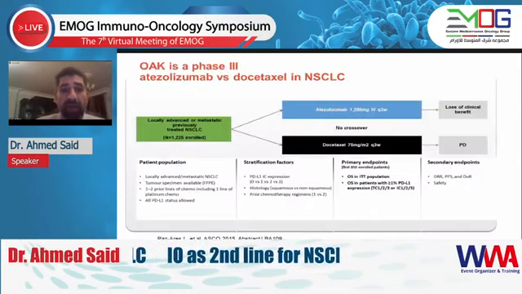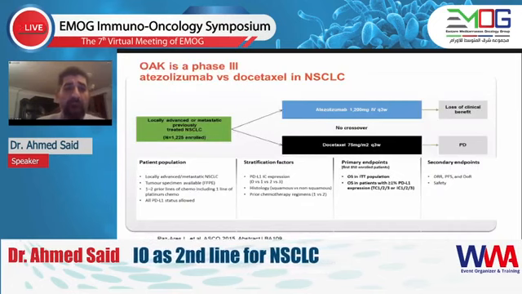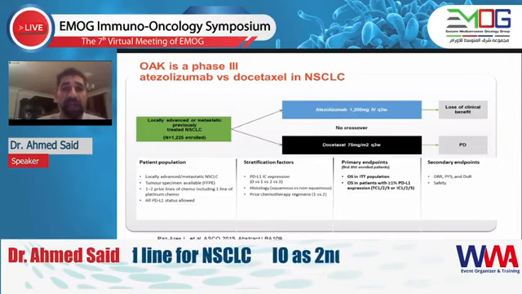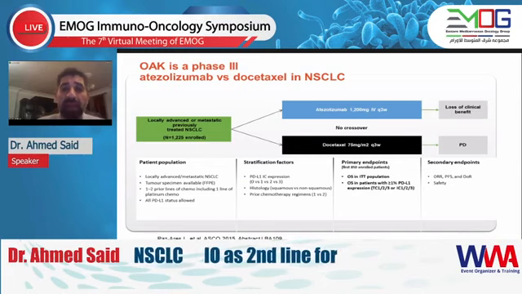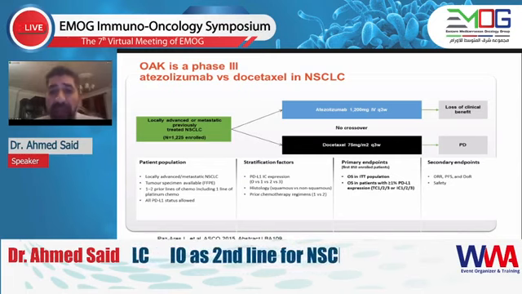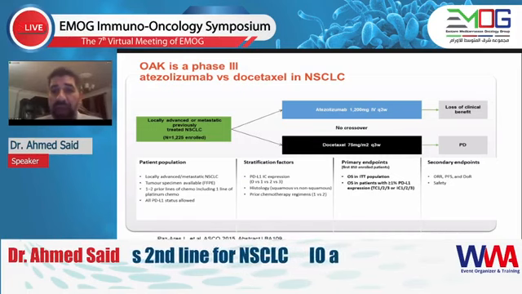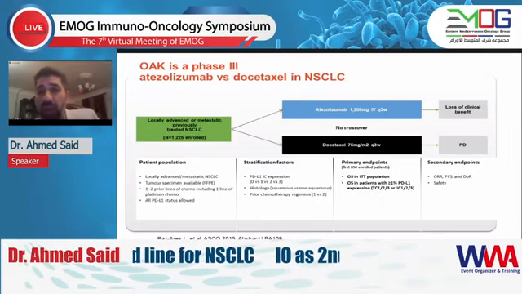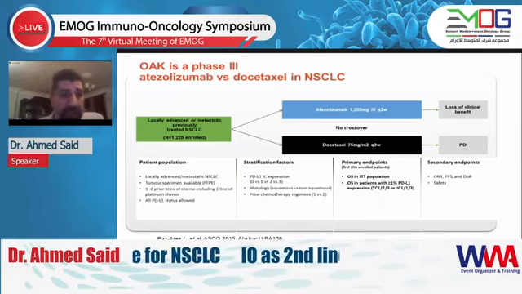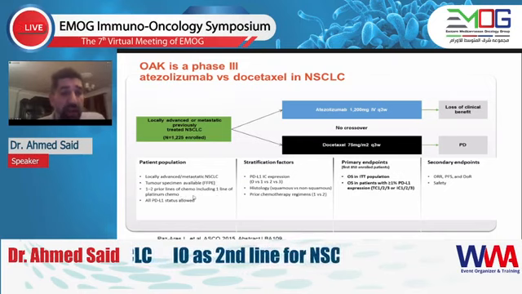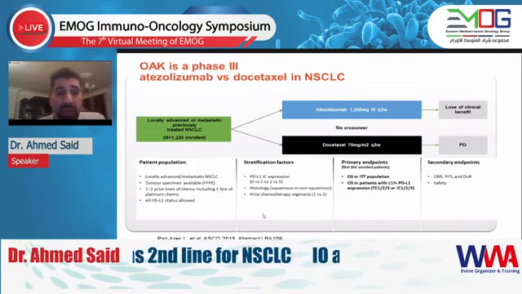And coming to atezolizumab, after a phase 2 trial, POPLAR, came the OAK phase 3 trial, atezolizumab versus docetaxel in non-small cell lung cancer. Patients were randomized to atezolizumab 1,200 milligram every 3 weeks versus docetaxel 75 milligram per meter square every 3 weeks until disease progression or loss of clinical benefit. The patient population was locally advanced or metastatic non-small cell lung cancer, with 1 to 2 prior lines of chemotherapy, including 1 line of platinum chemo. All PD-L1 statuses were allowed.